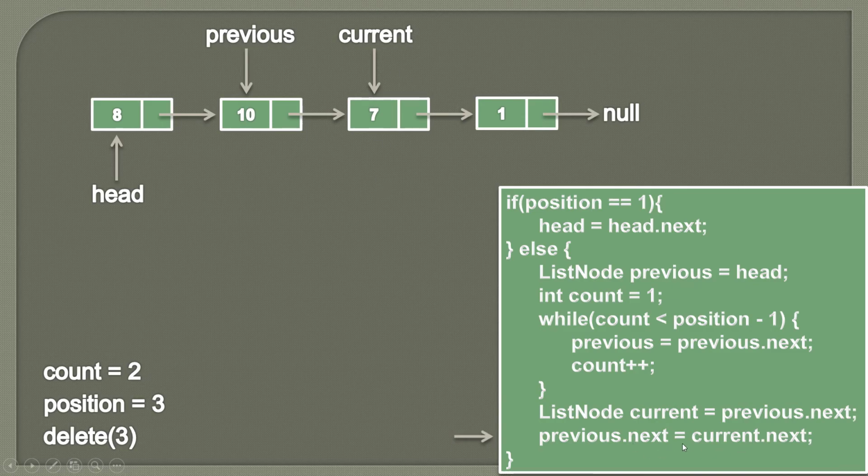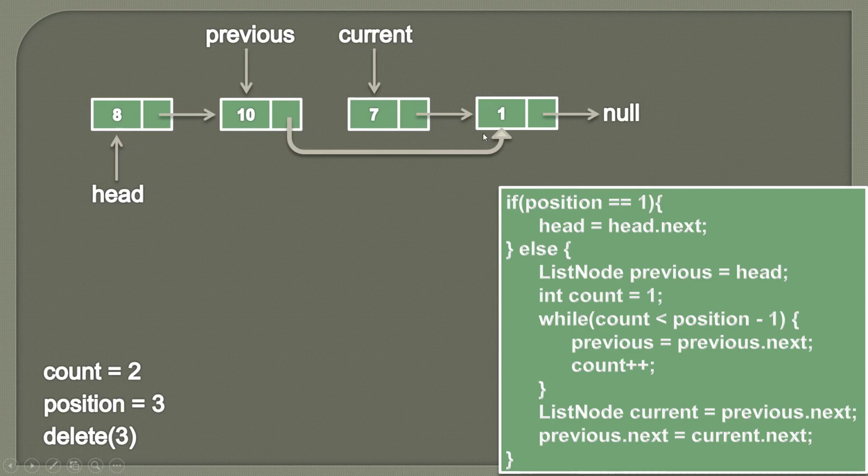So when this assignment is done, current's next value, which is this node, will now get referred to by previous.next. It would look something like this: this link will go away and previous.next will now point to current's next, because we want to free this node from the singly linked list.